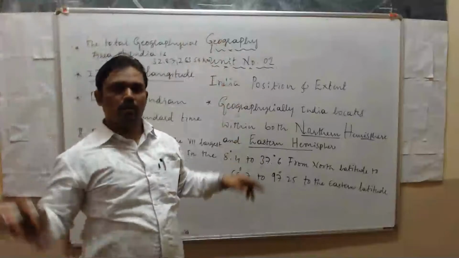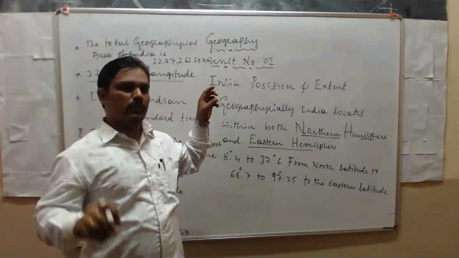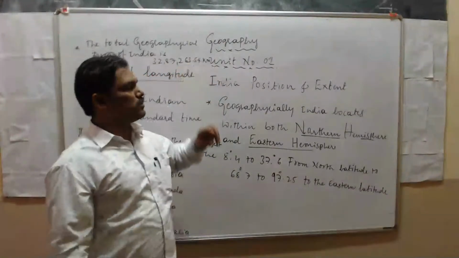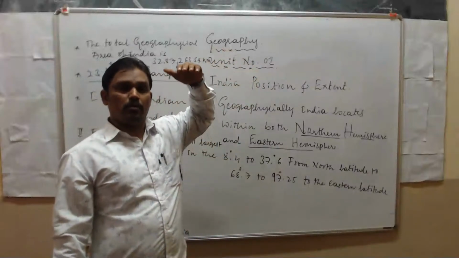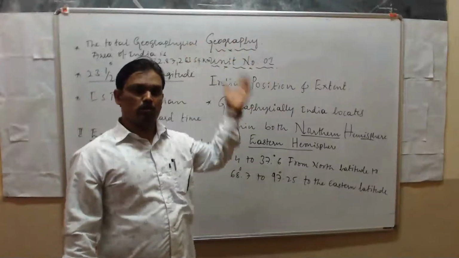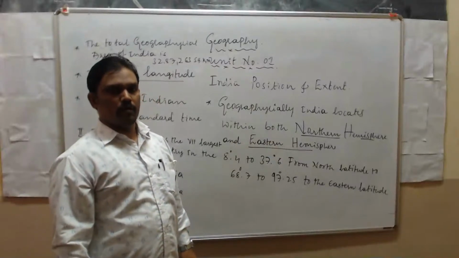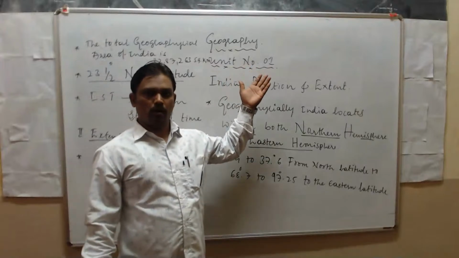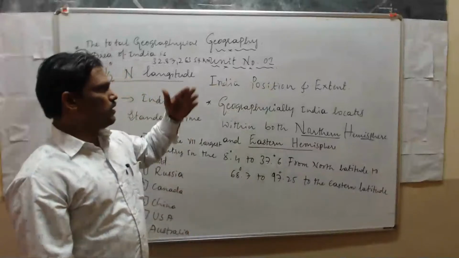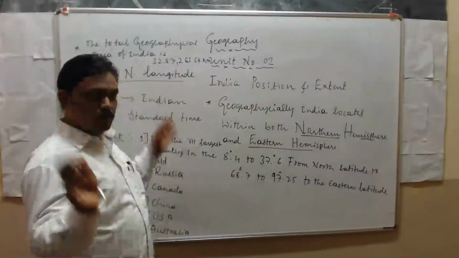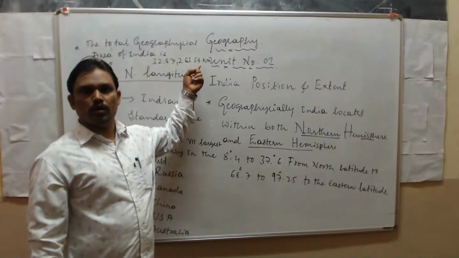The total geographical area of India is 32 lakh 87,263 square kilometers from Indira Col to Indira Point. It means from the northernmost tip, Indira Col, to the southernmost tip, Indira Point. From that point to this point, the total geographical area of India is 32 lakh 87,263 square kilometers.